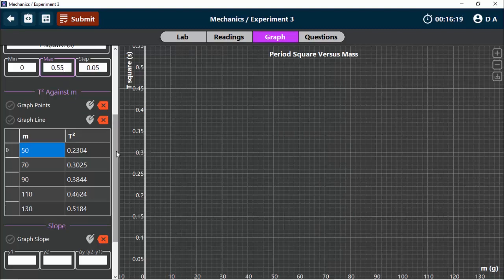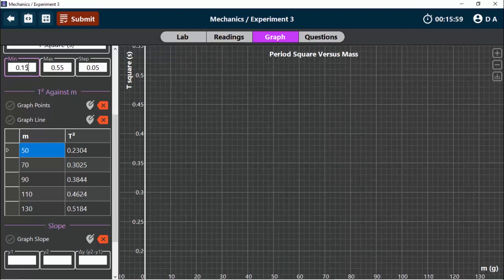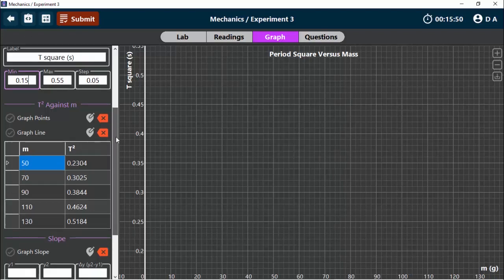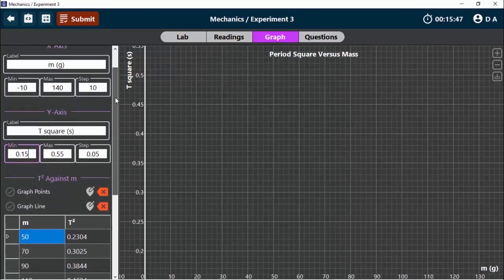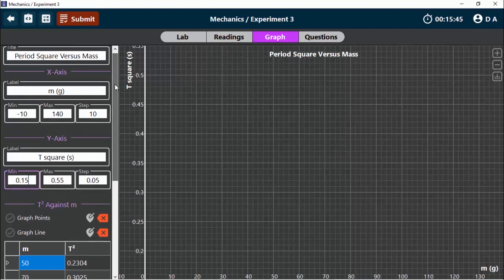Then we can't start from 0 because our graph will be sort of tiny. So let's start from the minimum minus 0.05. So let's say roughly 0.15. Okay, so this is just a process that you have to go through to choose the right scale. But stay tuned for details in our upcoming videos.